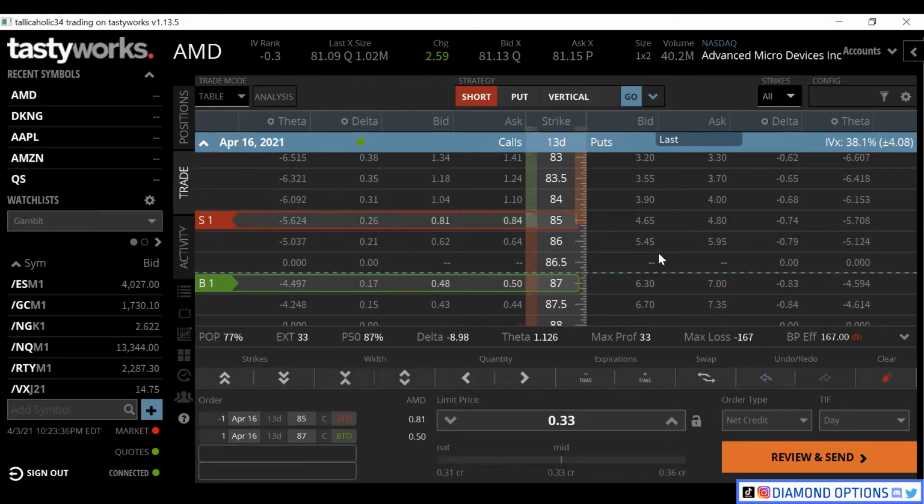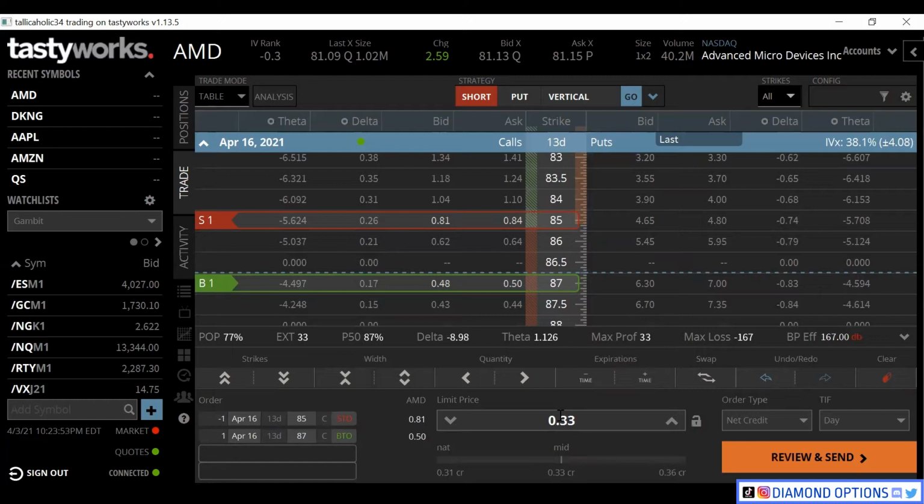Now, the same rules still apply. The width of your strikes, right? That's going to be your main key. So you're going to see what your width is. Here it's 2, so 200. Only this time, instead of paying a debit, we are receiving a credit. So we're receiving this 33 cents right here.